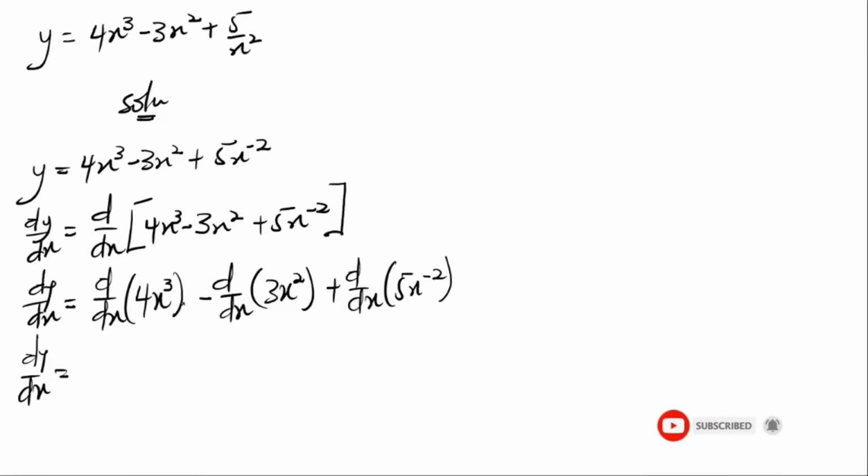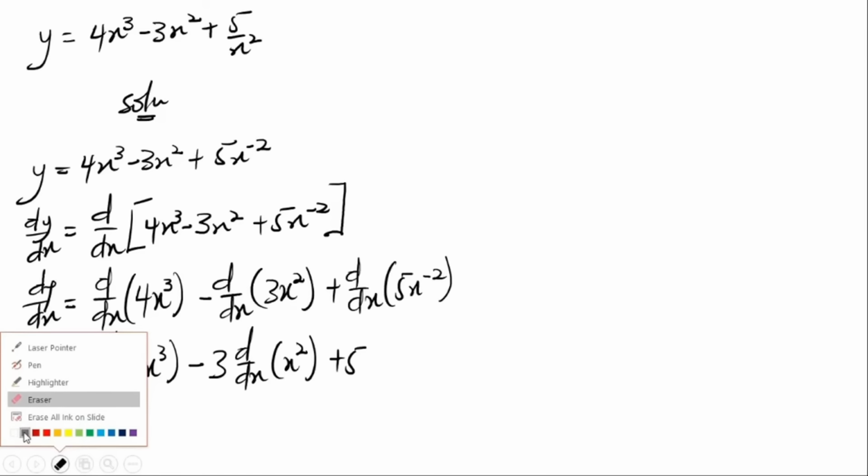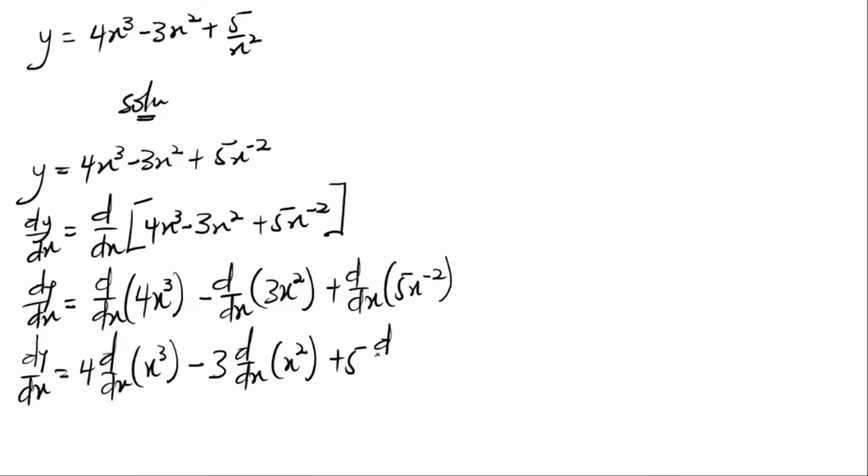Okay, so for the sake of this tutorial, let me bring the constants that are just the numbers outside. So this becomes 4 d dx of the function what? x cubed, then minus what? The 3 will also come outside, 3 d dx of what? x squared, then plus, I bring the 5 outside. Alright, so 5 outside, d dx of the function x to the power negative 2. So from here, let me continue here.